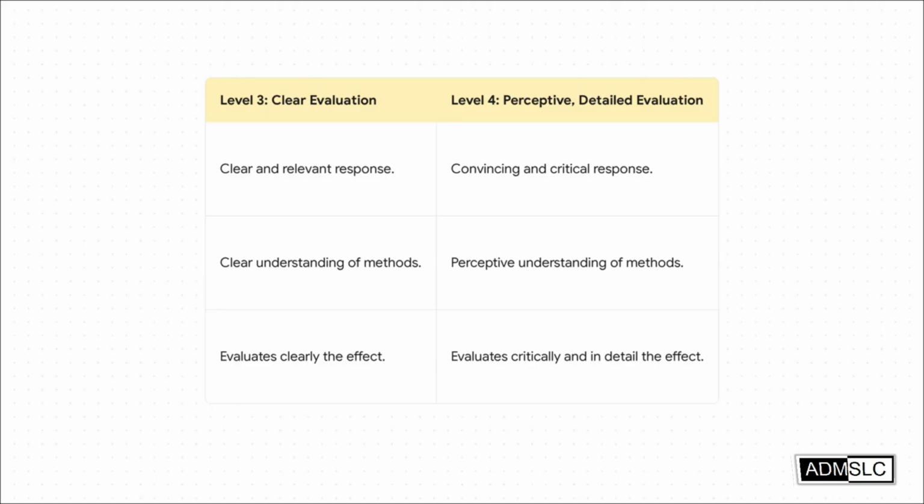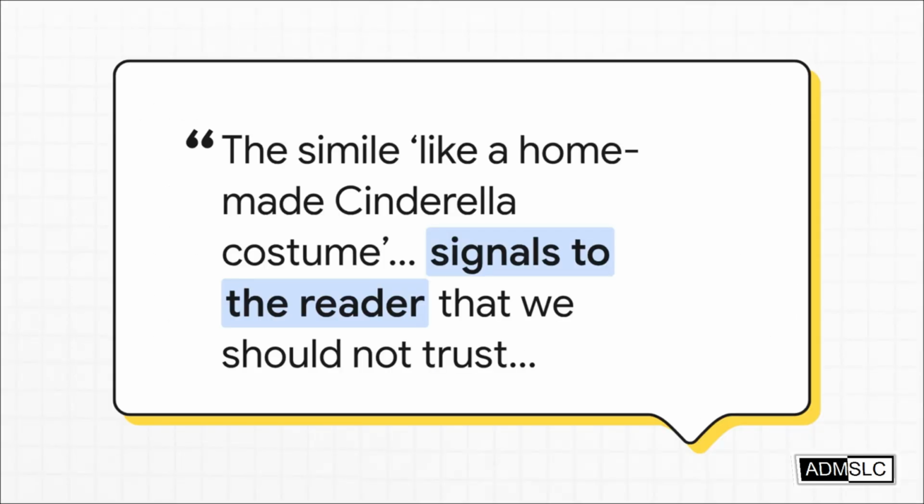So, how do you get into that top band, that level 4? Well, your evaluation has to be perceptive and critical. What does that actually mean? It means you're not just agreeing or disagreeing, you're exploring the gray areas, the subtleties. You're spotting the clever things the writer is doing and building a really convincing, detailed argument that goes way beyond the obvious. Just look at how this top-tier answer pulls it off.